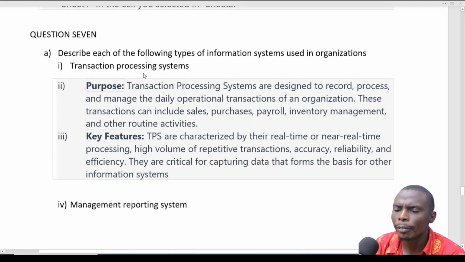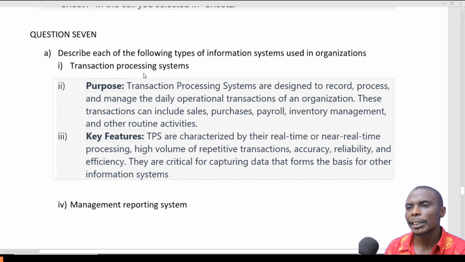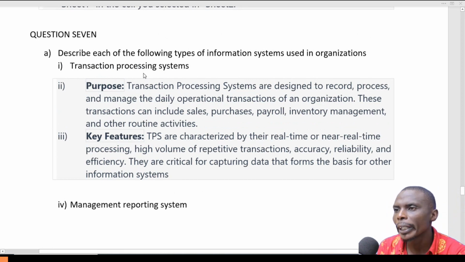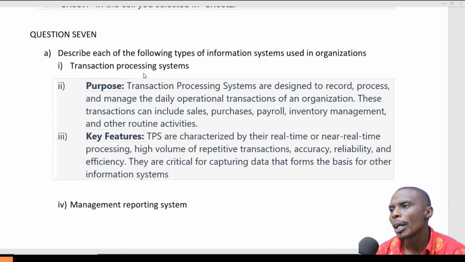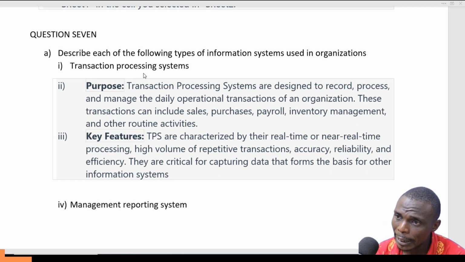So this is question 7. The question says, describe each of the following types of information systems used in organizations. So the first one is what we call transaction processing system, sometimes abbreviated as TPS.